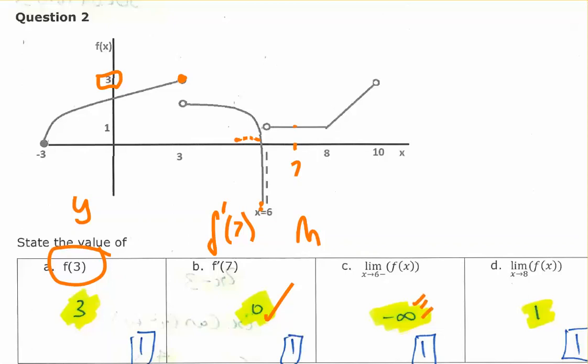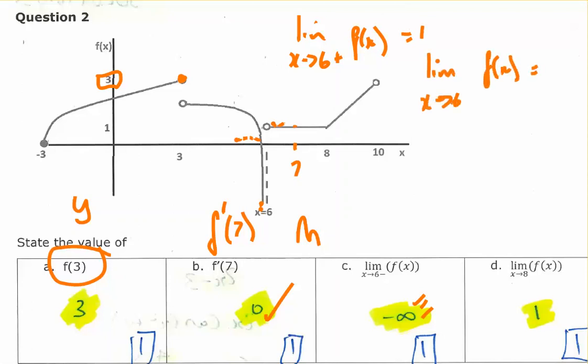If the question had been the limit as x approaches 6 from the right of f of x, then I would have been coming to 6 from the right, and the answer would have been 1. If there had been the limit of x approaching 6 of f of x, the answer would be undefined, because on the right it's approaching 1, and on the left it's approaching negative infinity, so we're approaching two different values, therefore the limit wouldn't exist.